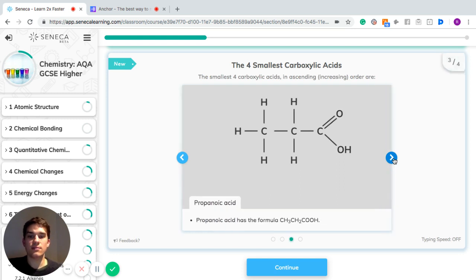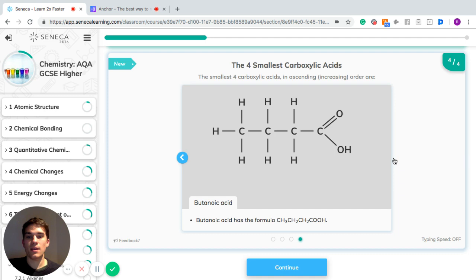Propanoic acid, the formula is CH3CH2COOH. So propanoic acid has 3 carbons in it. And the 4th smallest one is called butanoic acid. And the formula for that is CH3CH2CH2COOH. That's got 4 carbons in butanoic acid.